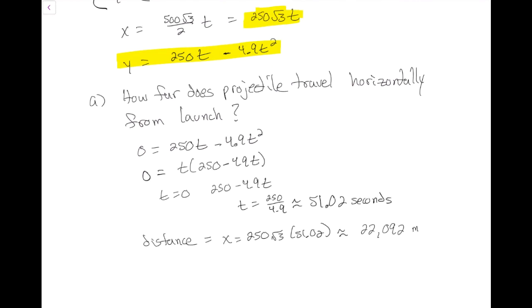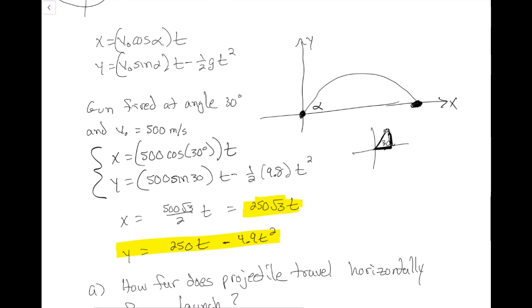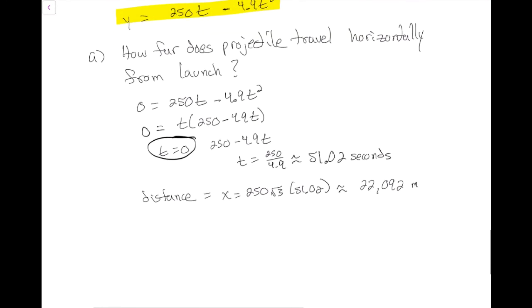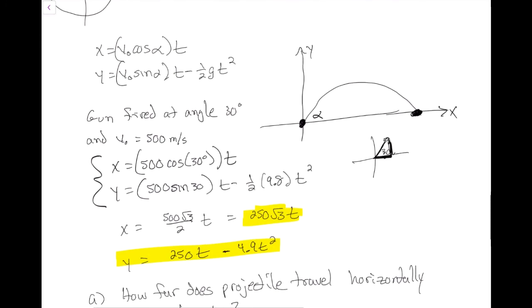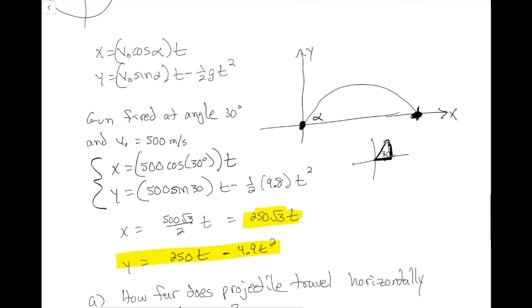To save a little bit of time, I paused the video. After setting y equal to 0, I went ahead and factored out a t, and then I set each factor equal to 0. I got t equals 0, and we got 250 minus 4.9t equal to 0. So at t equals 0, the height is 0, and that's obviously before we ever launch the projectile here at the origin. And then we get approximately 51 seconds, which is where it's going to hit the ground out here.